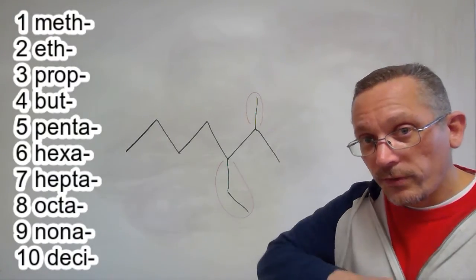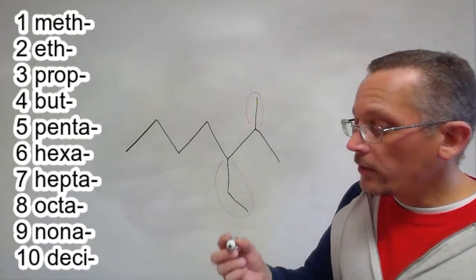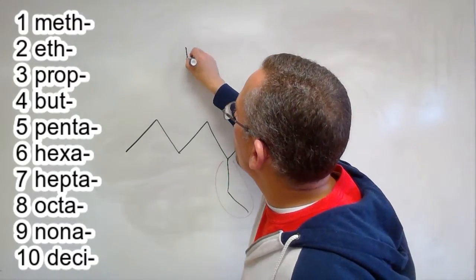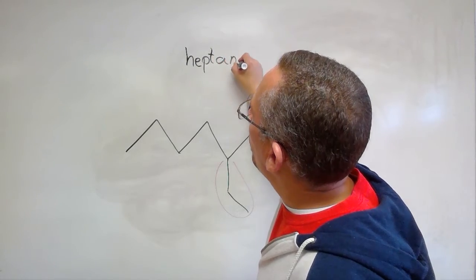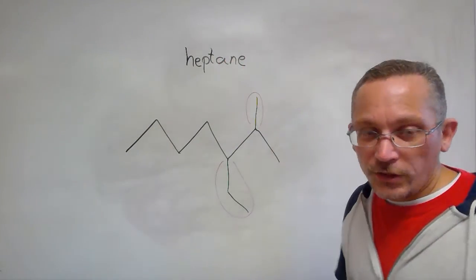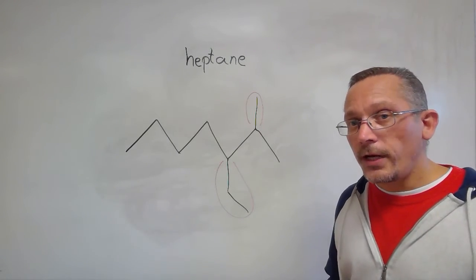And the organic prefix for 7 is hept. There are no double or triple bonds. So let's call this heptane is our main chain. Now let's name our branches. Remember, we're going to start with the shorter branch.